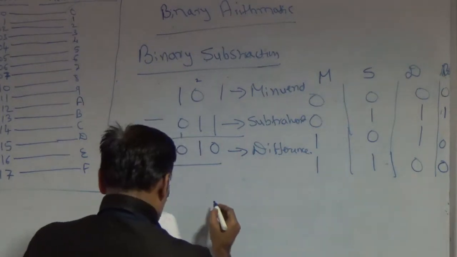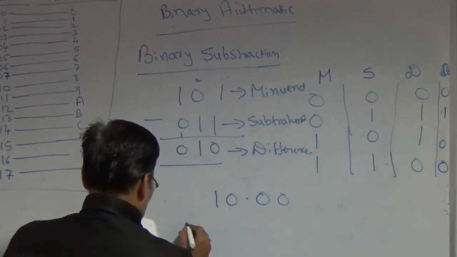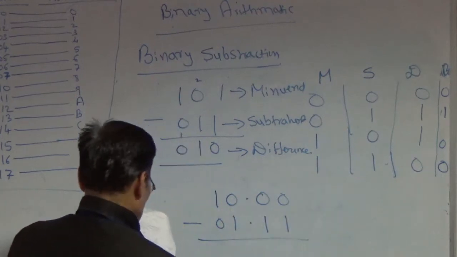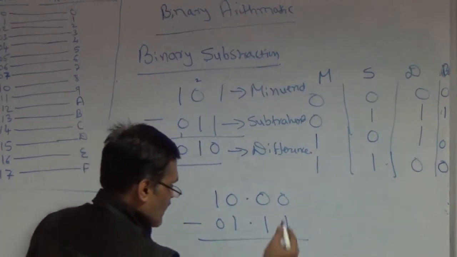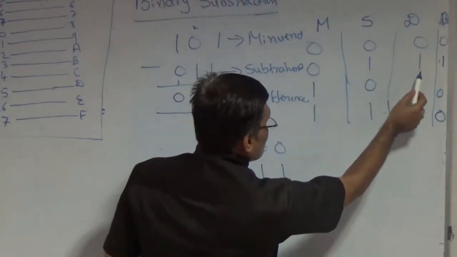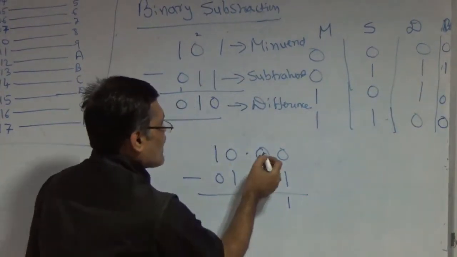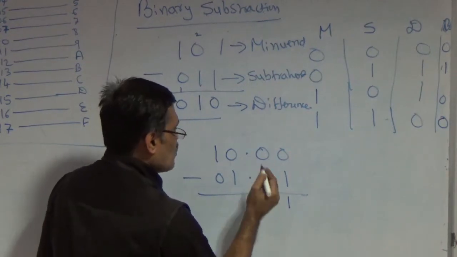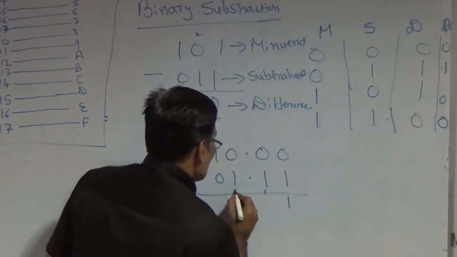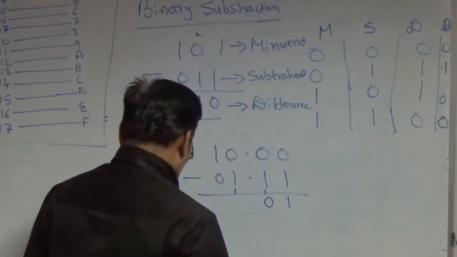So just take one more number, minus 01.11. These are the two given numbers here. So 0 minus 1, follow this chart: the difference is 1, borrow is 1. Again 0 minus 1: the difference is 1, borrow is 1, and you are already borrowing here. So 1 minus 1 again becomes 0, but with a borrow of 1 in this case.